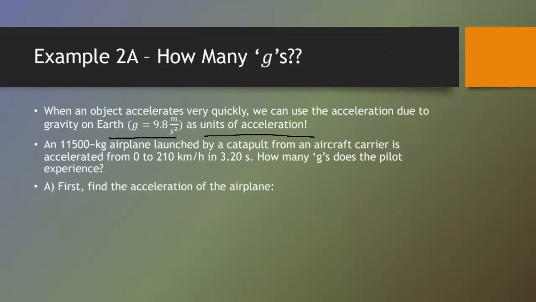But to do that, first we need to figure out what the acceleration is going to be. So the mass here: we have an 11,500 kilogram airplane launched by a catapult from an aircraft carrier, accelerated from 0 to 210 kilometers per hour in 3.2 seconds. We want to know how many G's the pilot experiences.